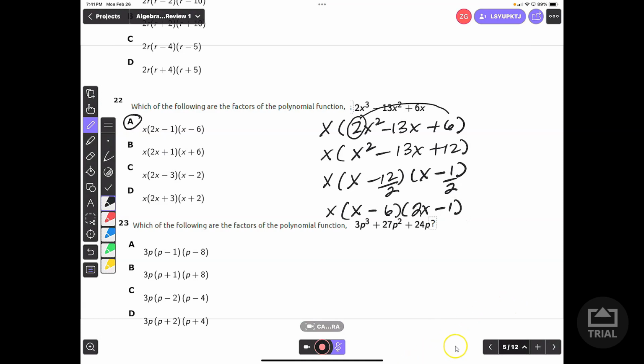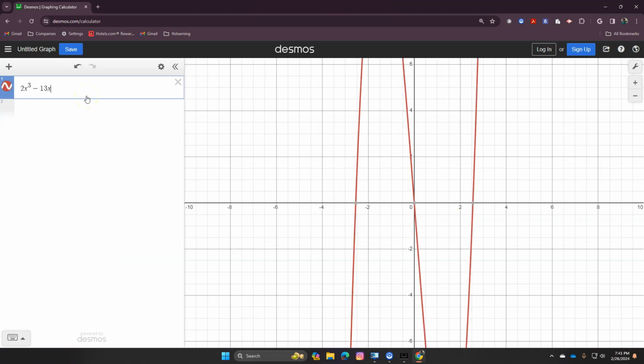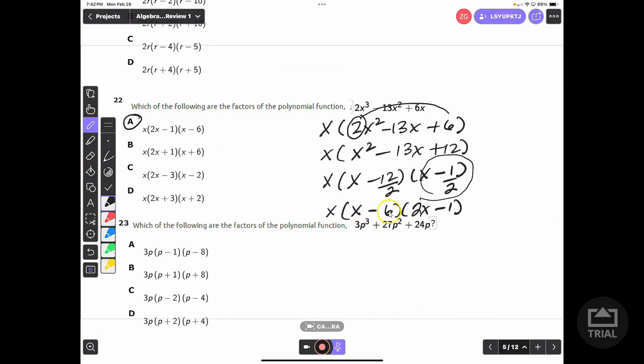If you want to check this, there is a way to check this. Go to Desmos. You're going to type in 2x cubed minus 13x squared plus 6x. And you notice the zeros are 0, so the factor is x. Then 0.5, which is x minus 1/2, which comes out to 2x minus 1, and then 6. So it's x minus 6, and then 2x minus 1, which is x minus 1/2.